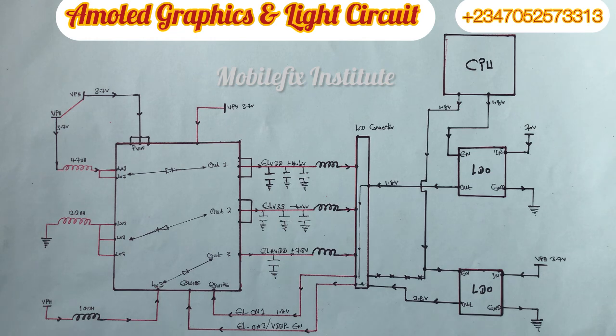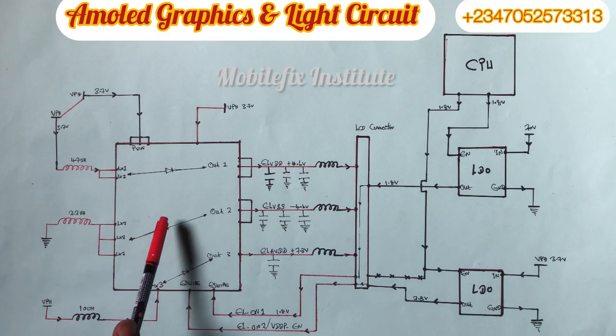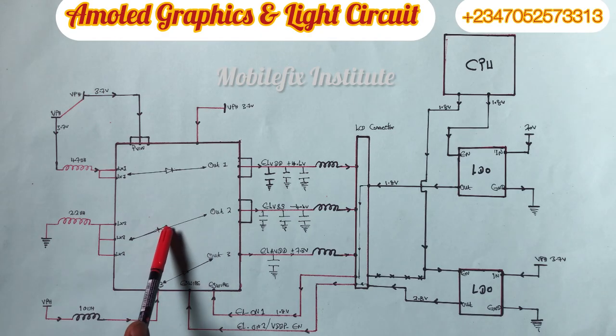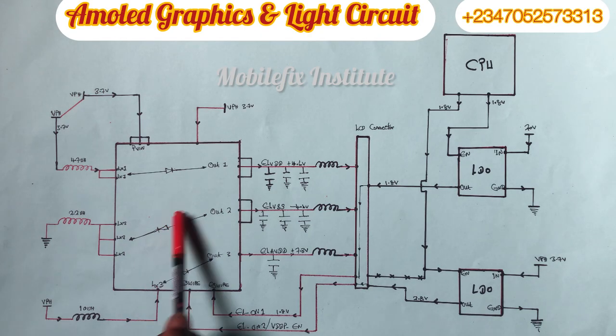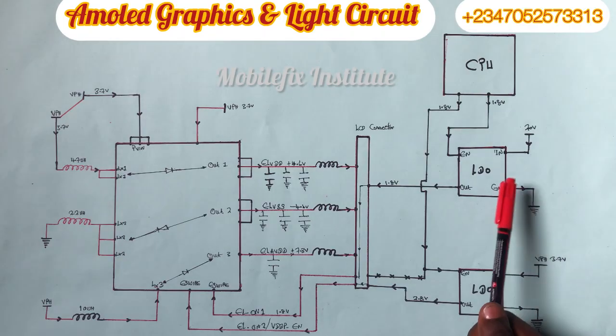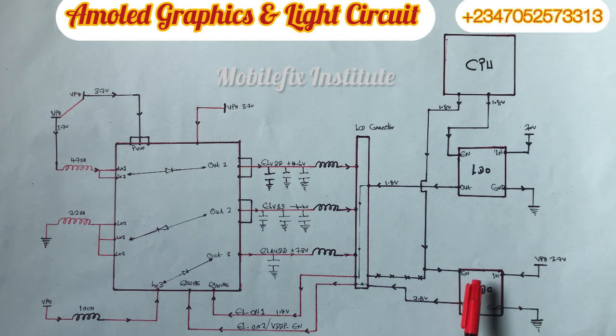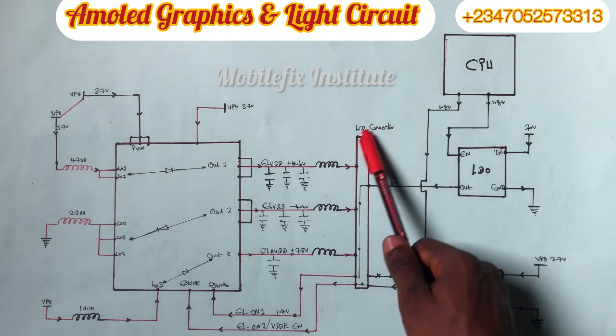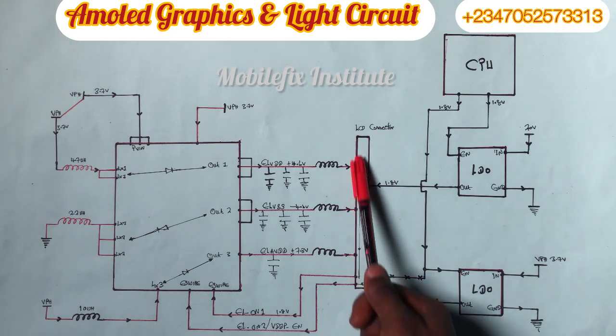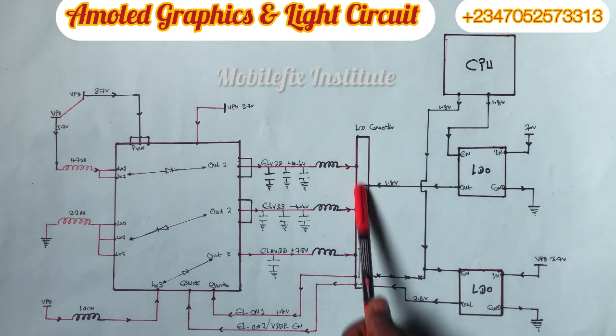Now this is our graphics and our light circuit, the IC. This is our CPU, and then we have our LDO here. We also have another LDO here. Then this is our LCD connector. This is our screen connector.